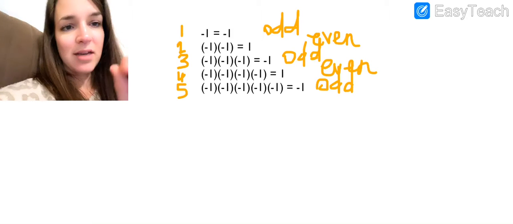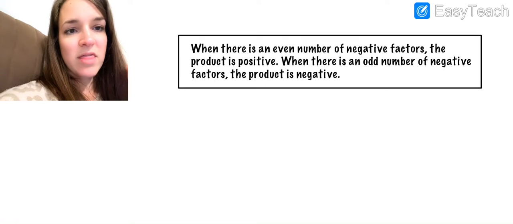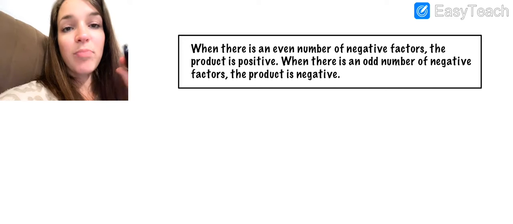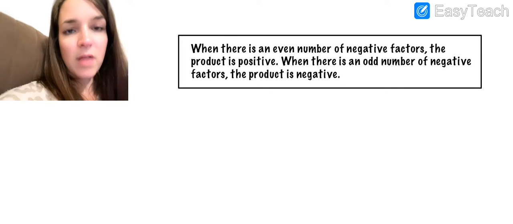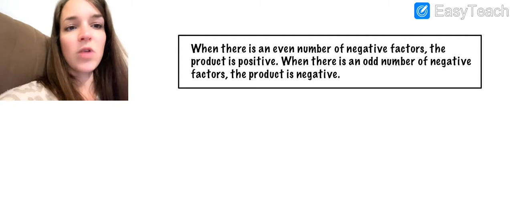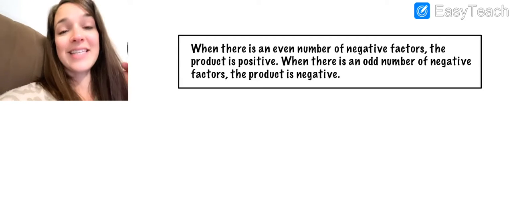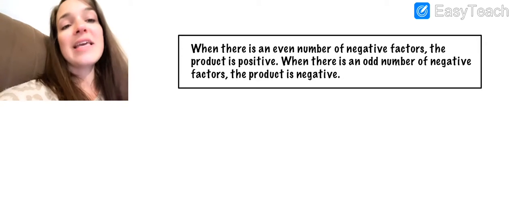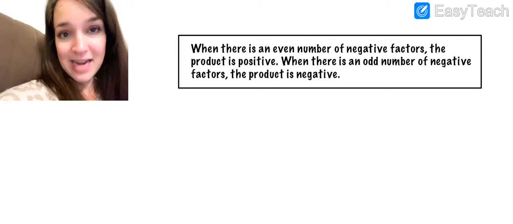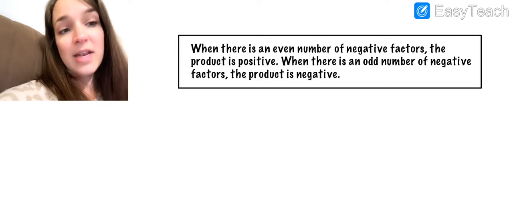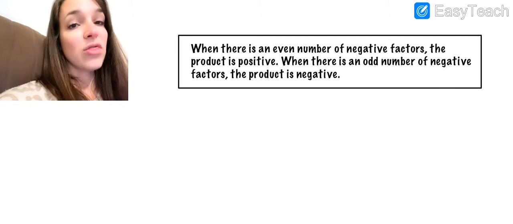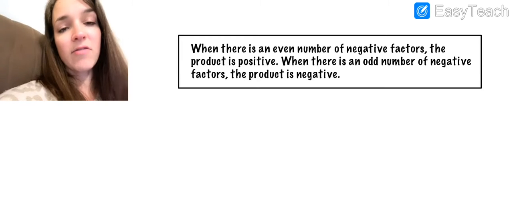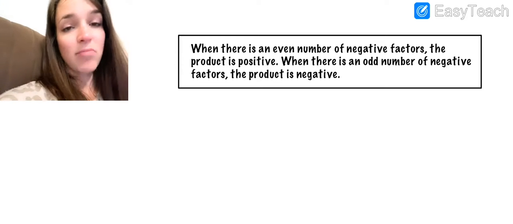I'm trying to show you that when there is an even number of negative factors, the product is positive. So when we multiply 2 negatives together, we get a positive. When we multiply 4 negatives together, we get a positive. When we multiply 6 negatives together, we get a positive, and so on. When there is an odd number of negative factors, the product is negative. So when I multiply 1 negative, the product is negative. When I multiply 3 negatives together, the product is negative. When I multiply 5 negatives together, the product is negative.